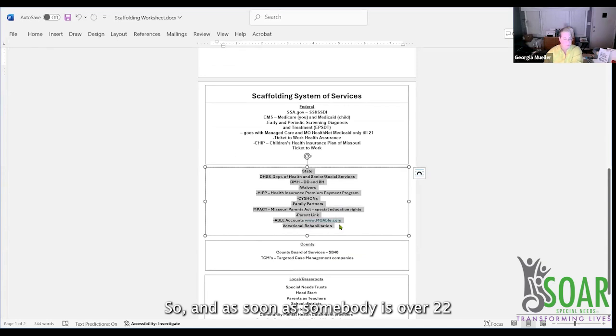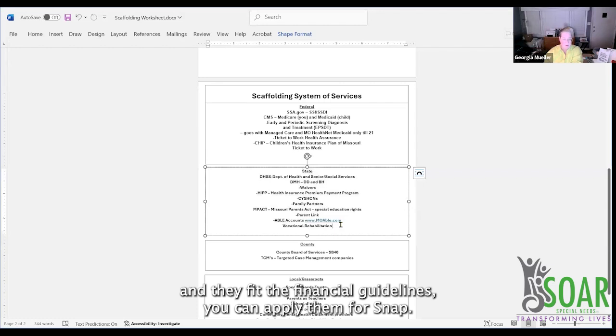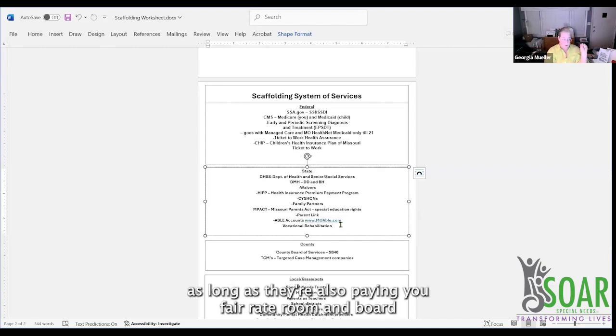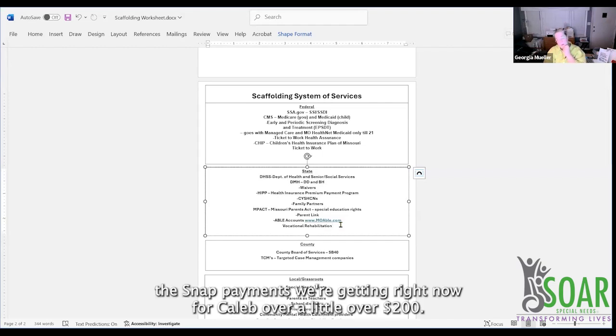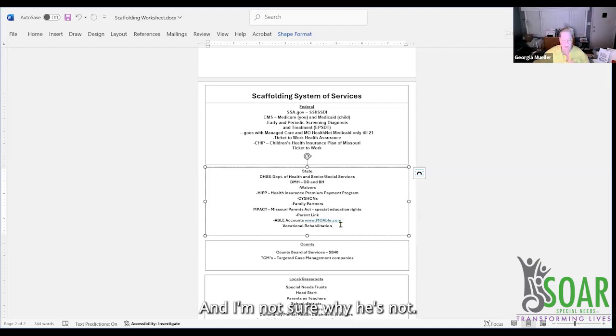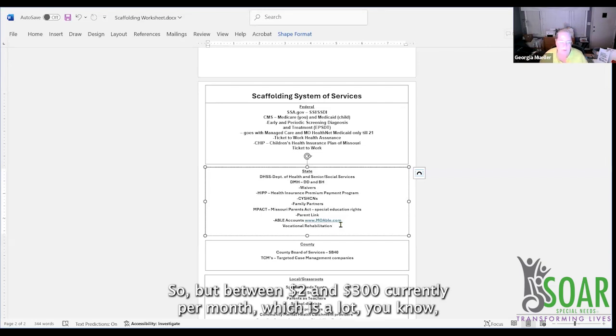So, as soon as somebody is over 22 and they fit the financial guidelines, you can apply for SNAP. Currently, the SNAP payments, as long as they're also paying you fair rate, room and board, the SNAP payments we're getting right now for Caleb are a little over 200. They're like 209, but I think he's supposed to be getting closer to 300, and I'm not sure why he's not. There could be something else I need to do to make that happen. But between 200 and 300 currently per month, which is a lot.